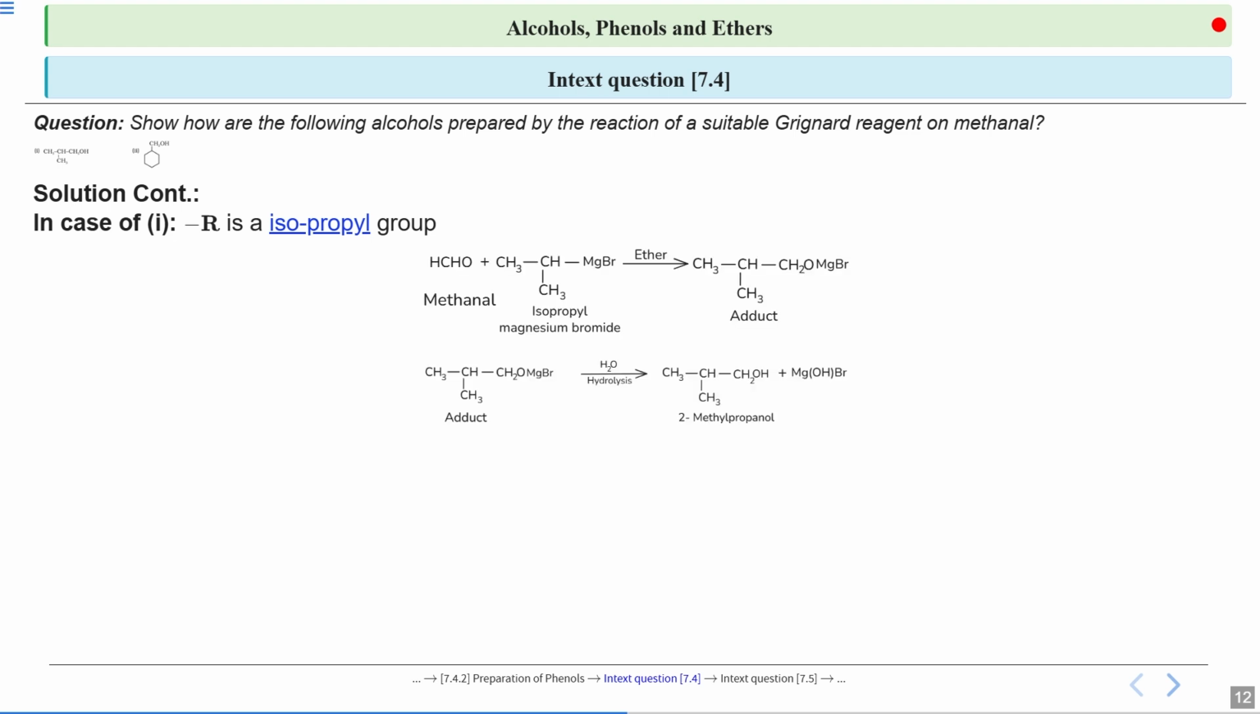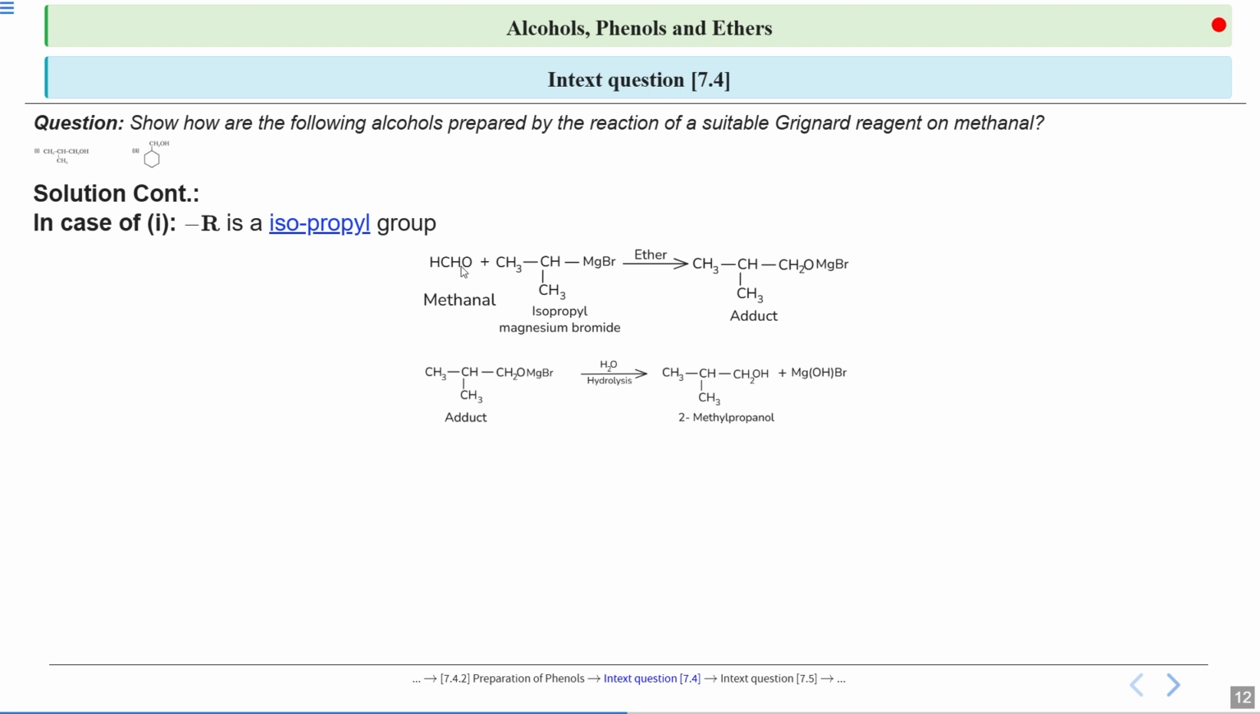So in the first case, your R is an isopropyl group. When you look at this, you will see that to this carbon, two methyl groups are attached. So this is an isopropyl group. First we take methanol, which is formaldehyde. To this, isopropyl magnesium bromide is reacted. When we react it with isopropyl magnesium bromide, an adduct is formed, that is the addition product of formaldehyde and isopropyl magnesium bromide. Again, the same steps will be followed. So what will happen?